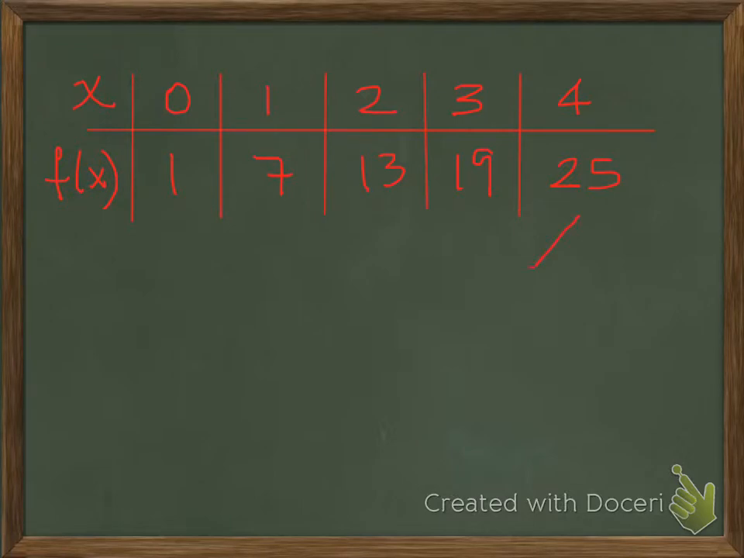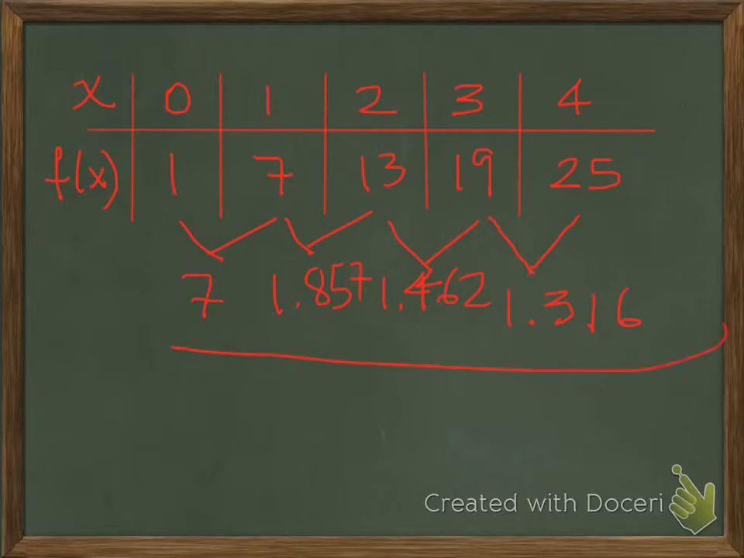So 25 divided by 19 is about 1.316 or so. 19 divided by 13 is about 1.462. 13 divided by 7 is about 1.857. And then last but not least, 7 divided by 1 is 7. And you can see that all four of those values are pretty different, so indeed this is not exponential.